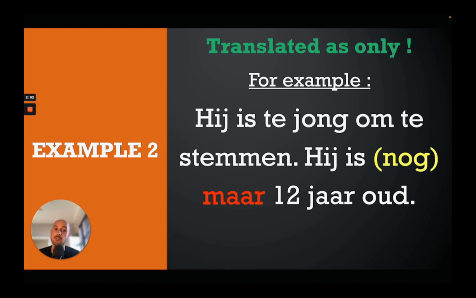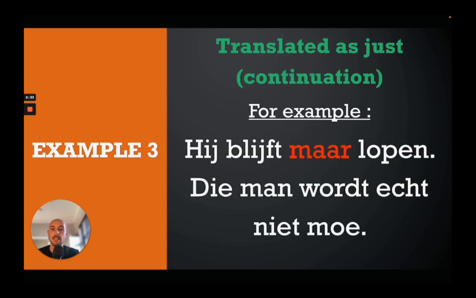As you can see in yellow, you see nog maar. Basically, sometimes they can be together. Nog is basically enforcing maar, enforcing that translation only, right? Hij is nog maar 12 jaar oud. Hij is maar 12 jaar oud. Nog maar sounds a little bit stronger and focuses a little bit more on only. Alright, so maar in front of a number or in front of a quantity, be careful because it could mean only.